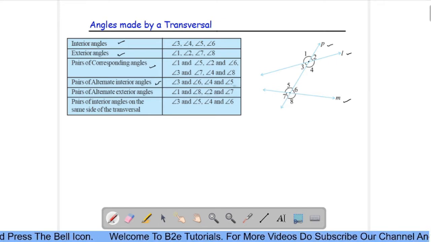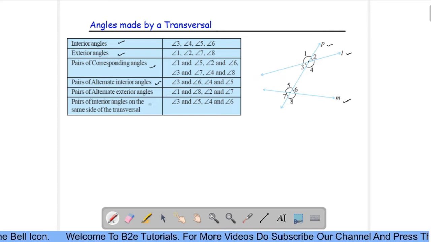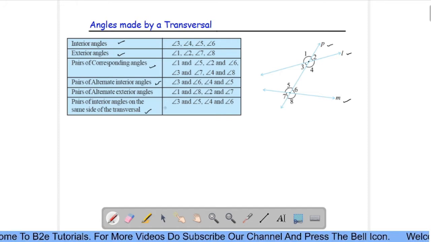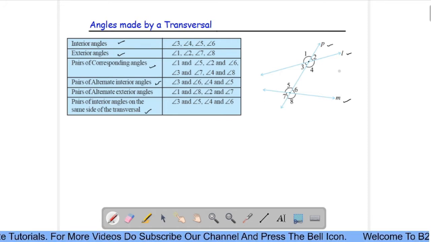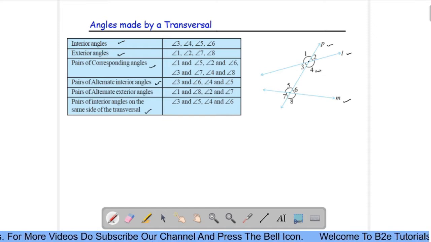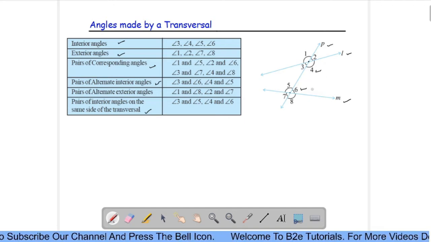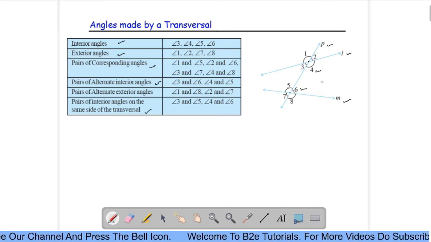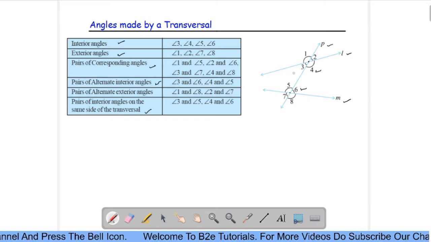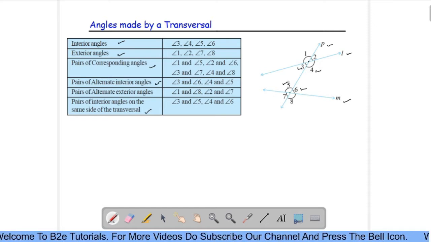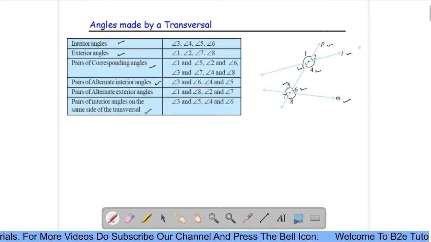Then pair of interior angles on the same side of transversal. This is also called co-interior angles or consecutive interior angles. That is angle 4 and angle 6. These two angles are called interior angles on the same side of transversal. Second pair is angle 3 and angle 5. These are interior angles on the same side of transversal. Now come to next.